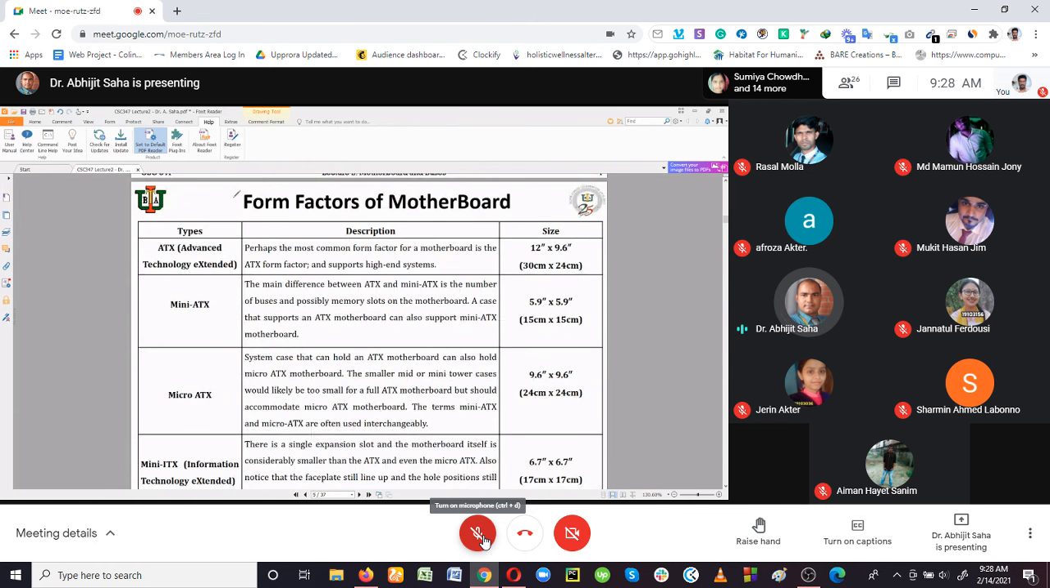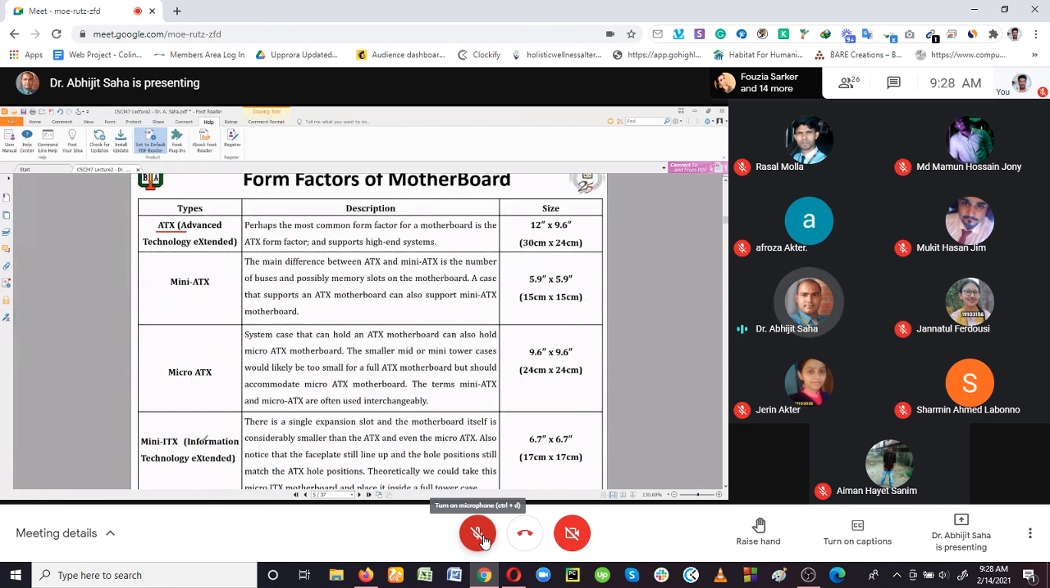And from the form factors of motherboards, you know that there are two types of motherboards, ATX and BTX. ATX has varieties of models and types. You should know at least these four types that we have discussed in the class, and you should know their names. This is the standard ATX, advanced technology standard, then mini ATX, micro ATX, and mini ITX, information technology standard. You should know these names, and then their sizes.